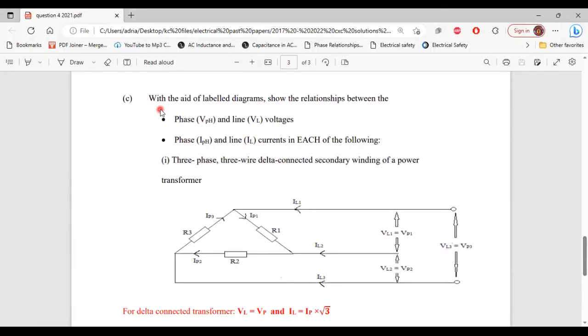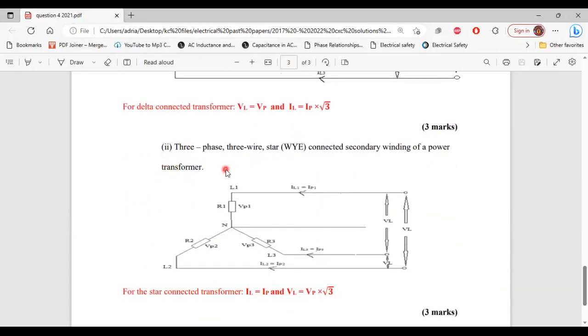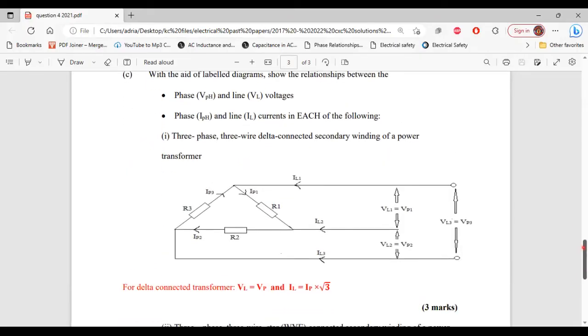It says, with the aid of labelled diagrams, show the relationships between the phase and line voltages, phase and line currents in each of the following. For part 1, 3-phase, 3-wire, delta connected secondary winding of a power transformer. For part 2, 3-phase, 3-wire, star connected secondary winding of a power transformer. Alright, so we're going to start with part 1 of C.